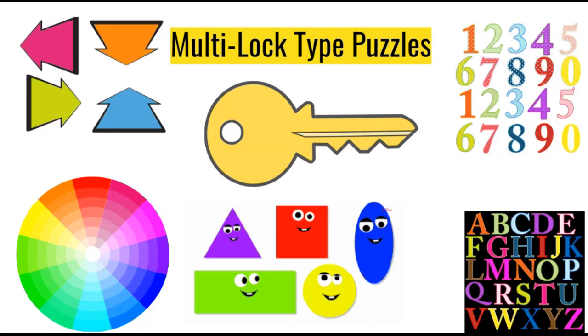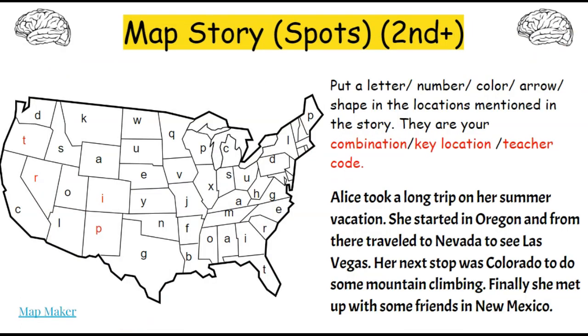This next group of puzzles will be the third multi-lock type puzzle video, and it will be the last of all of my non-content breakout puzzles. Map Story Spots is a second grade and above appropriate puzzle. It's a mental puzzle, so it will work for digital and physical breakouts. Put a letter, number, color, arrow, or shape in the locations mentioned in the story. They are your combination/key location/teacher code.